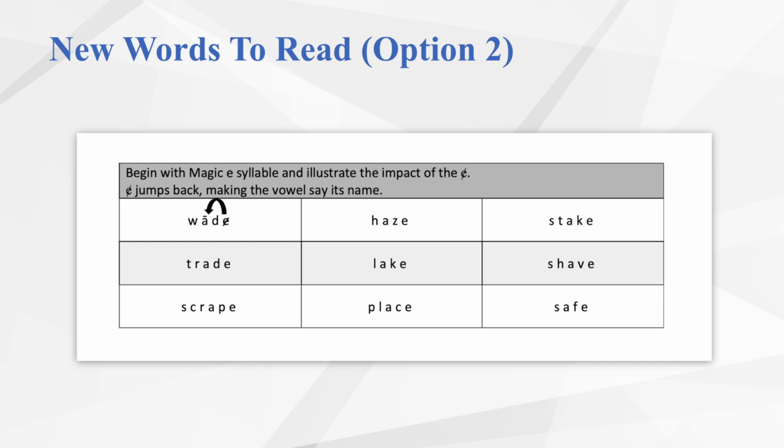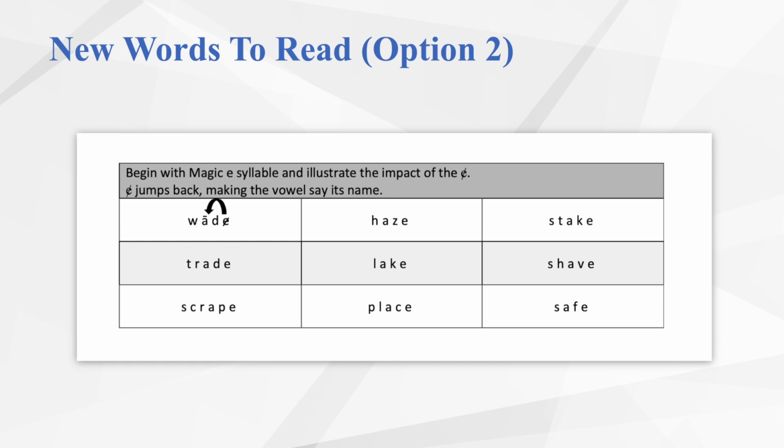Today we're going to begin with the magic E syllables, and it might look something like this. Do you see the silent E at the end of the word? Let's draw a line through it. What does it do? So we're going to draw an arrow on the paper going over to the A because it jumps back and makes the vowel say its name. What is its name? And our word is? You would then work through the rest of the words with the students, including all the steps.